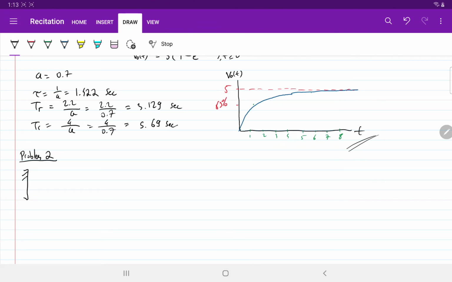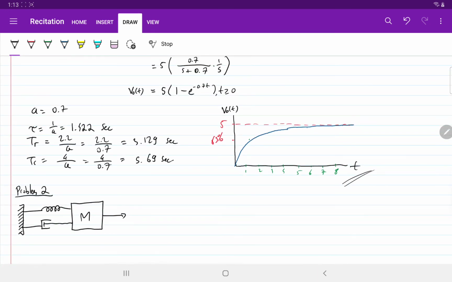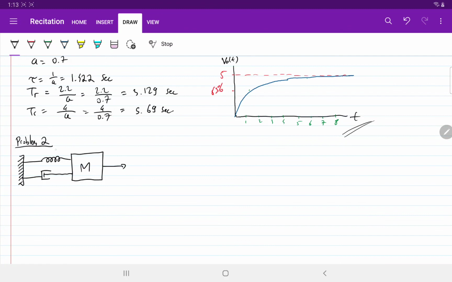We have a mechanical translational system. So we have a spring connected with a damper. There's a damper and there is a mass with mass M, spring constant K, damping constant D, and we pull this mass to the right with force of F of t, and we label the position of the mass as x of t.